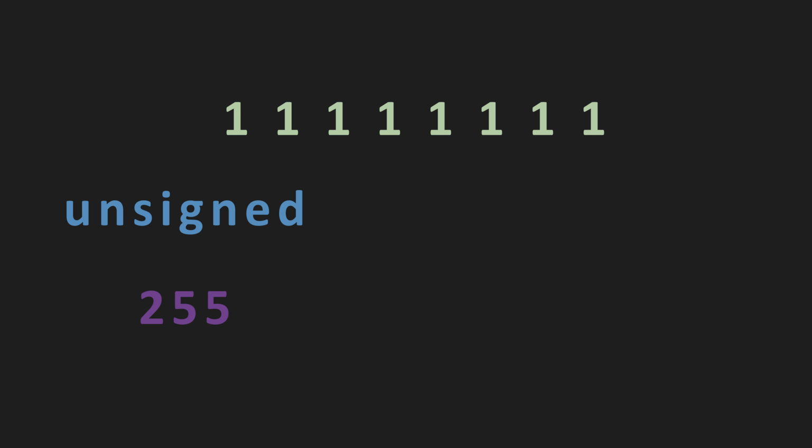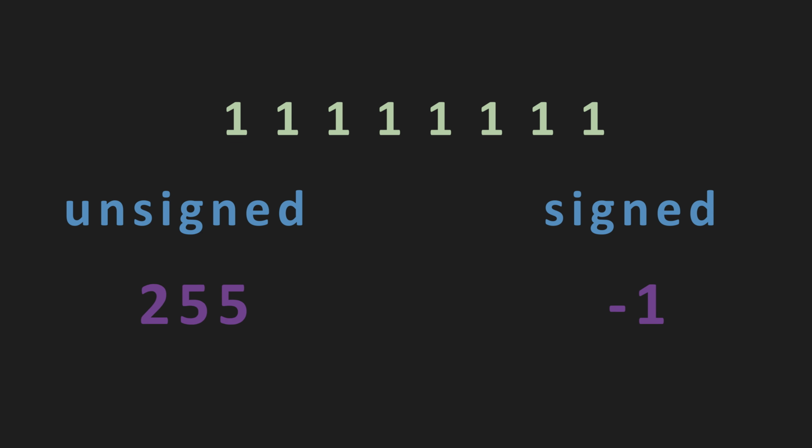Let's take a binary value, 8 ones. As an unsigned 8-bit value, it represents 255. As a signed 8-bit value, it represents -1, thanks to 2's complement. Same binary data, different meaning.